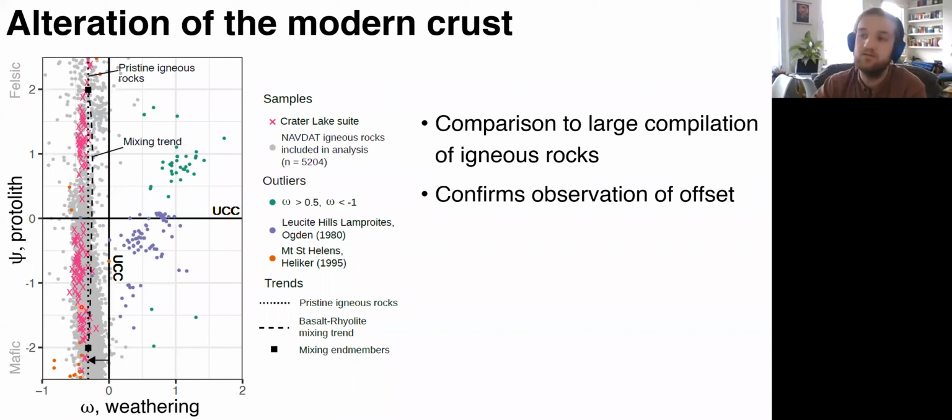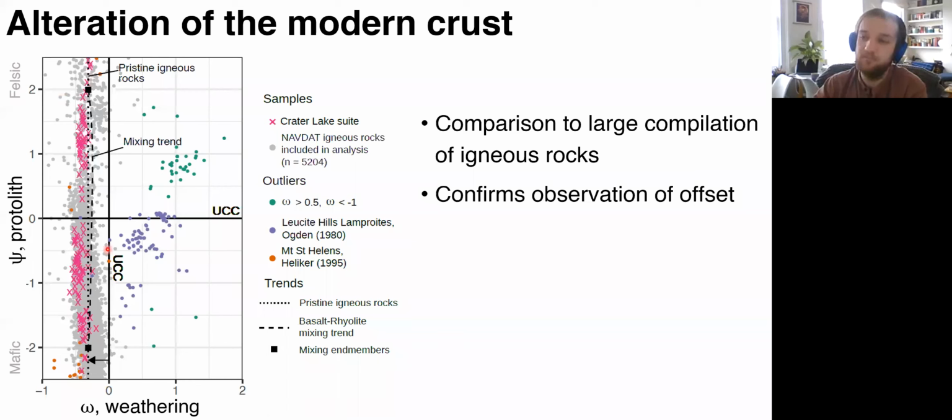So to test this, we went out and compiled some more igneous rocks. Here we used the NAVDAT, North American Volcanic Database, compilation of igneous geochemical compositions, and we calculated their weathering and psi coefficients. As expected, they lie on a vertical line, as we would hope, but they still lie offset from UCC, which is this black cross here. So igneous rocks, UCC. And this is a pretty consistent trend.